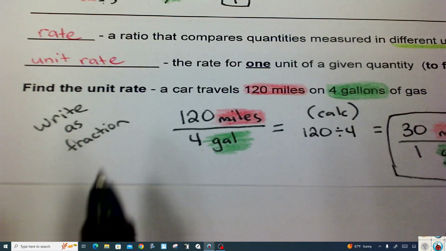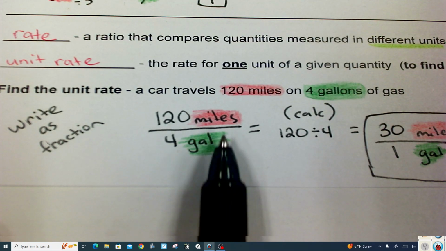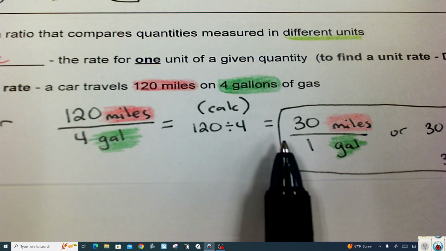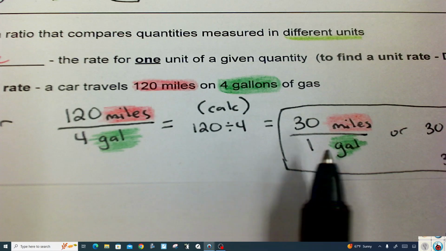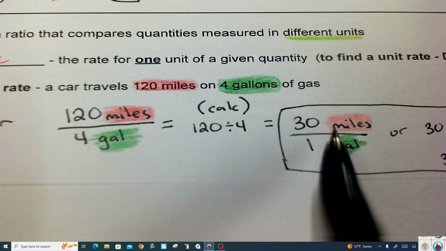So if you had to put it in the easiest way to remember it, a unit rate's just a special ratio with different units, and we just do a division problem to make it a 1 on the bottom. That's it. And then we just slap the units right over here with our answer.